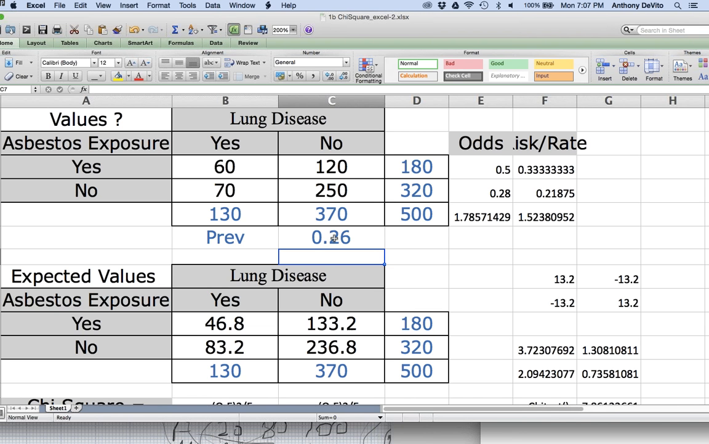And that was 26%. Then I used that 26% to figure out what I would have gotten if I selected 180 people that had asbestos exposure and 320 that didn't have exposure. How many of those 180 would I expect to have lung disease if asbestos has no influence on this? Well, it's the same 26% for both groups. I would expect 26% of 180 and 26% of 320. That's how I constructed my expected value table. Makes sense? Any other questions on that so far?